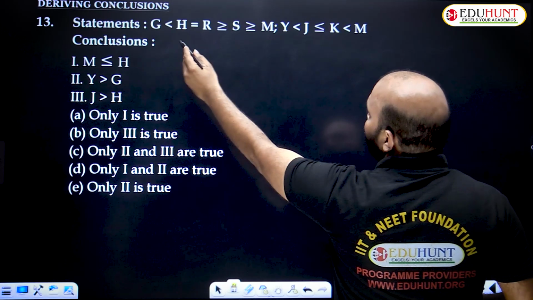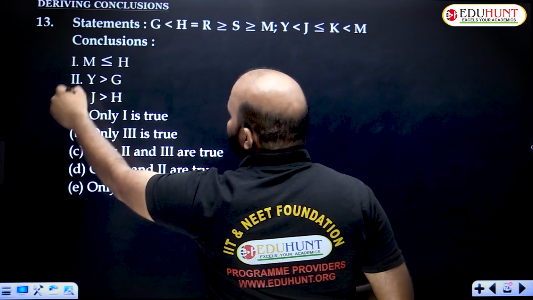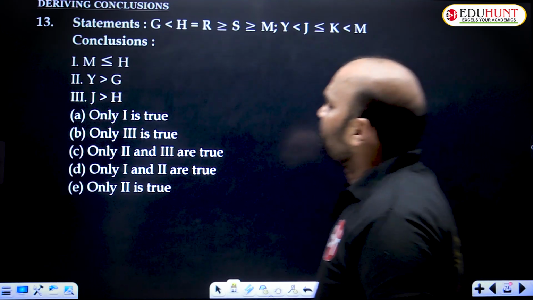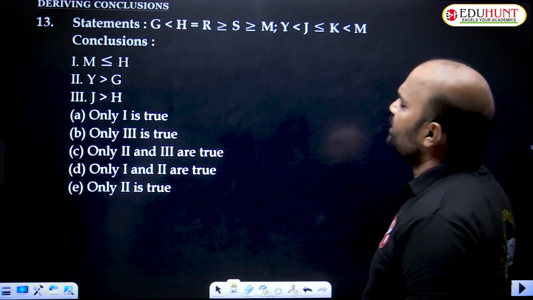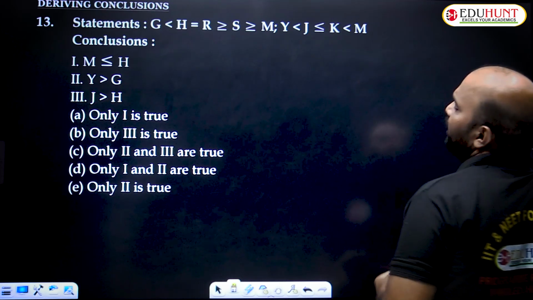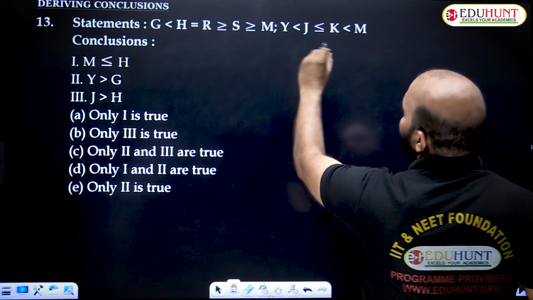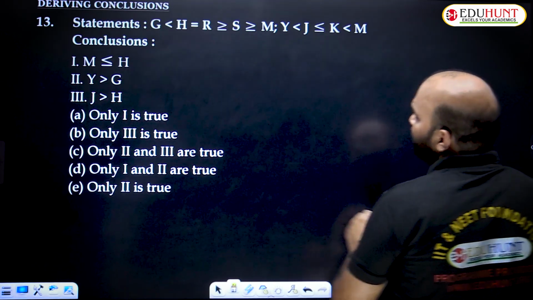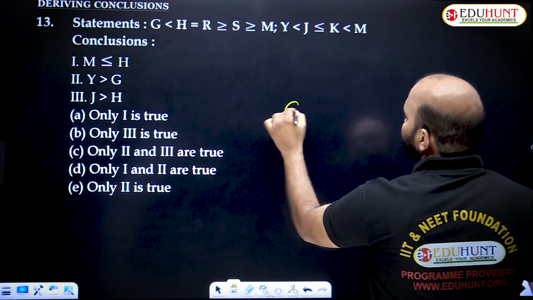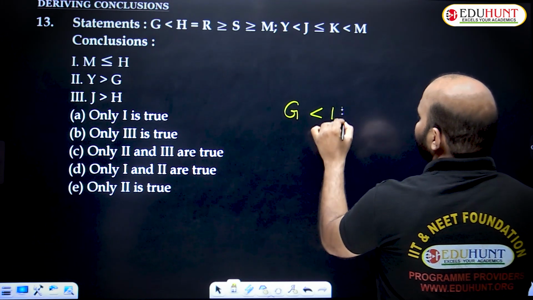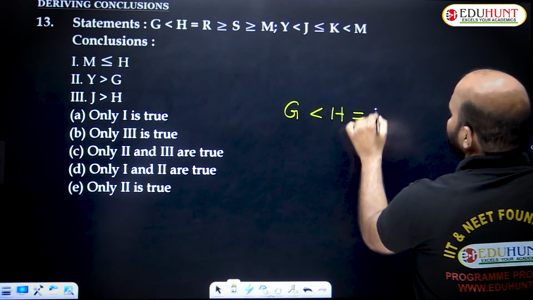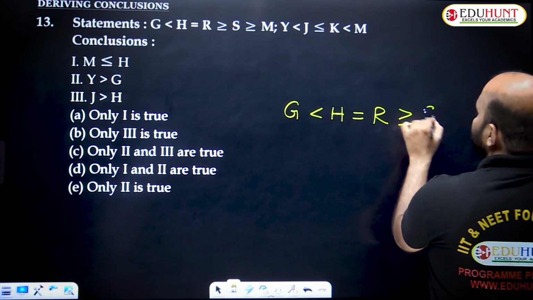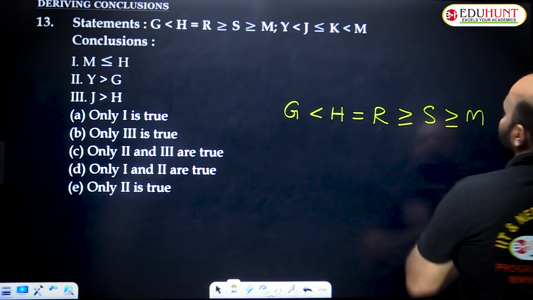First expression is already given, but before that, how many conclusions are asked? Three conclusions. First one, M is less than or equal to H. Second one, Y is greater than G. Third one, J is greater than H. So first, by using the two statements, how are we going to convert into a single statement? First one can be written directly. G is less than H. Second one, H equals R. Next one, R is greater than or equal to S, S is greater than or equal to M. That is the first one.